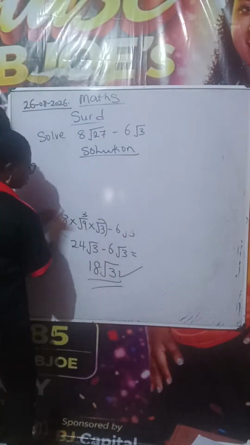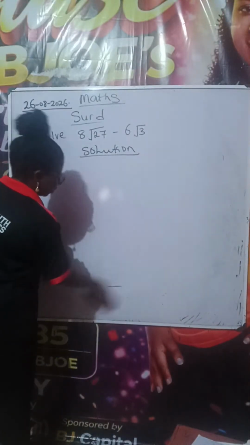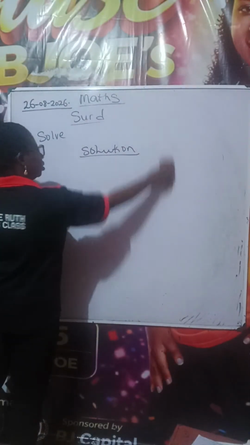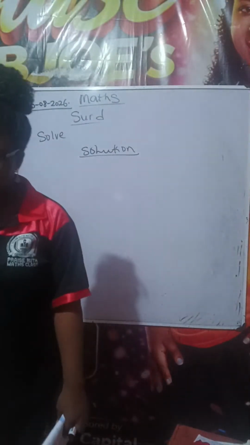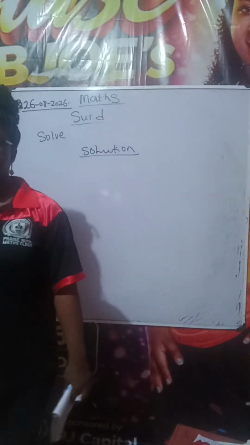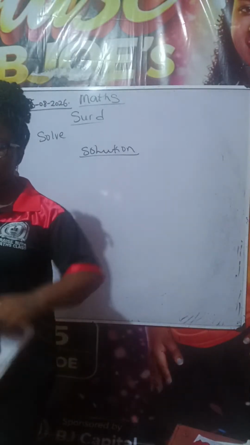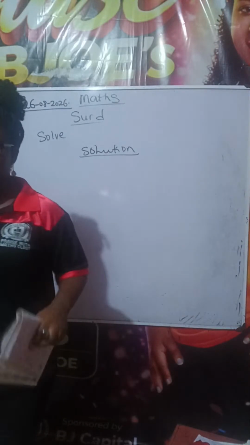One thing about surds is, for you to add surds, you must have the same root. Yes, you must have equal roots. If the root is not the same, you can't add them.